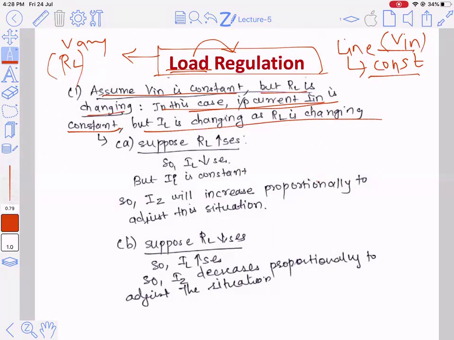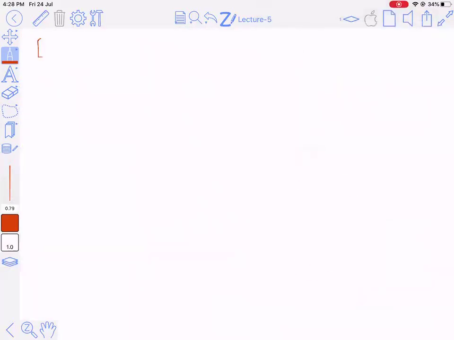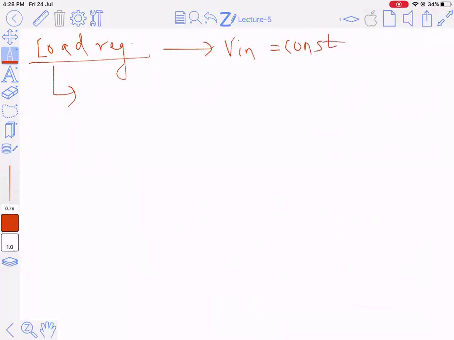Is this clear? Okay. So what will happen in this particular case, in case of load regulation? What is constant? Vin is constant. That means Iin is constant, whatever notation you give. I have the relation that I know: Iin gets split into IZ and IL.